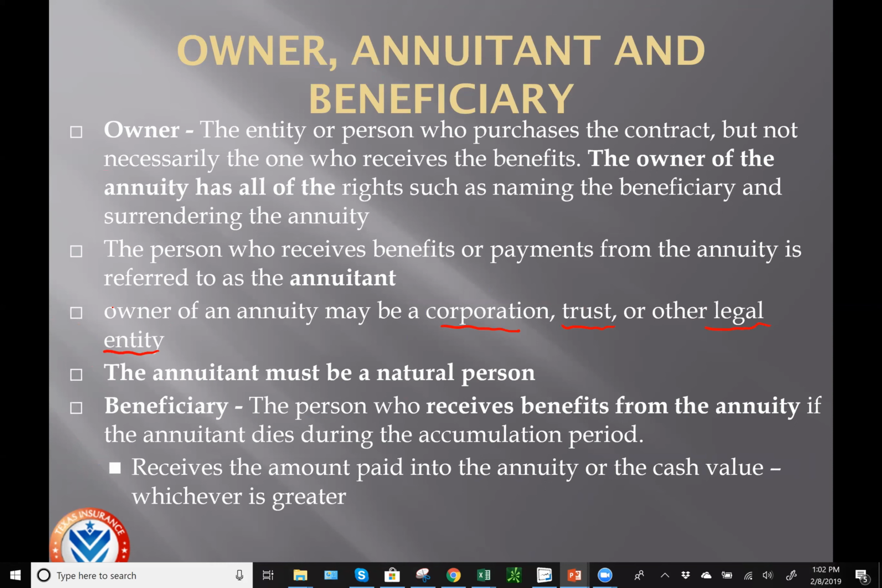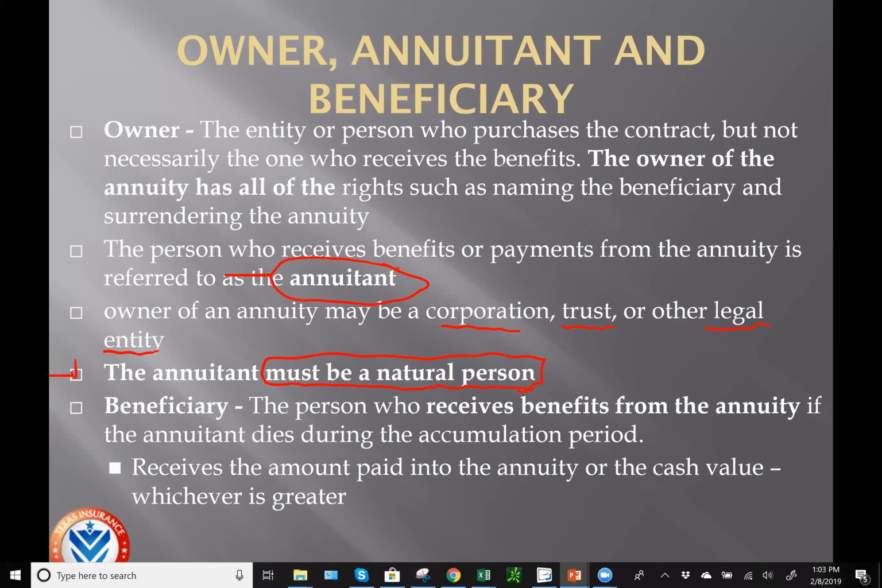However, the person who receives the benefits or payments from the annuity is called the annuitant. Now, the annuitant must be a real, live, breathing, walking, talking person. The annuitant cannot be a corporation, cannot be a trust, and cannot be any other legal entity. It has to be a person, because once an annuity begins paying out, it's going to provide a life income. So they actually need to know how much longer this natural person is going to be on earth if they're going to pay them a life income. So that's why the annuitant has to be a person.